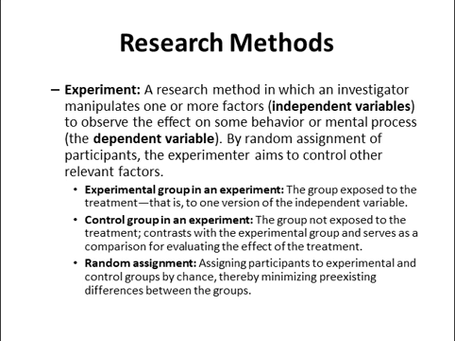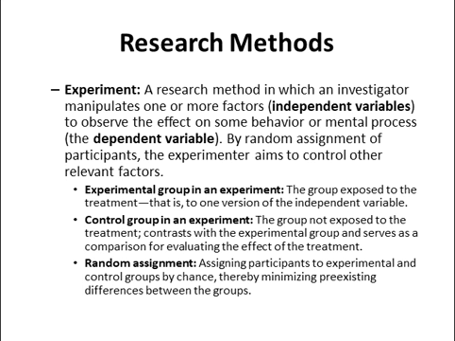So we have a couple of ideas here. We have the experimental group in an experiment, the group exposed to the treatment, that is, to one version of the independent variable. Then we have the control group, the group that is not exposed to the treatment, which contrasts with the experimental group and serves as a comparison for evaluating the effect of the treatment. So one group gets the treatment, one group does not. Then you look at the results, the dependent variable. Do they differ? If they differ, then you have something there.